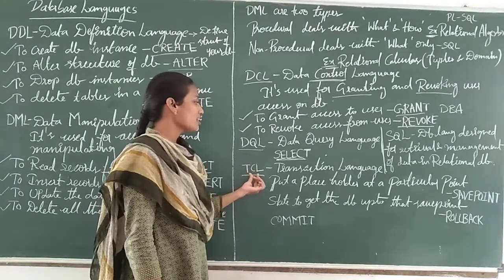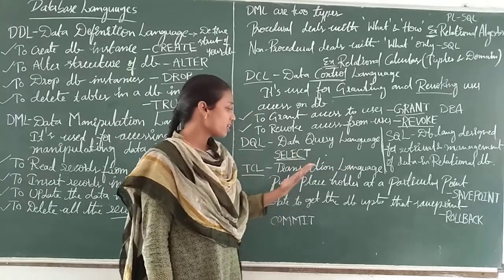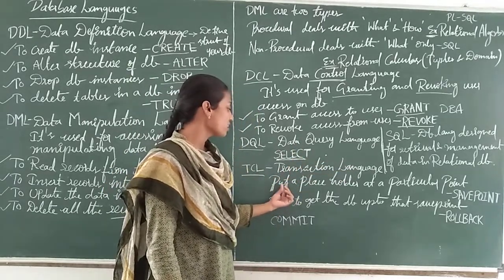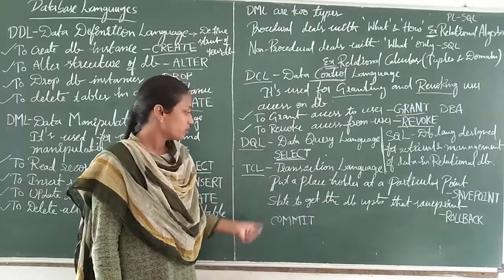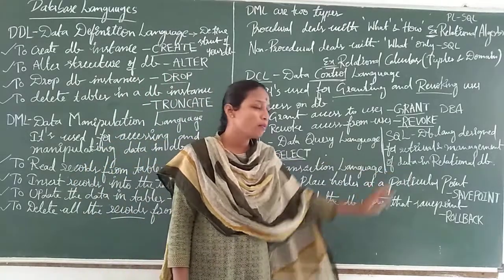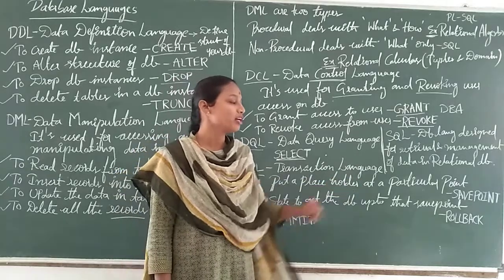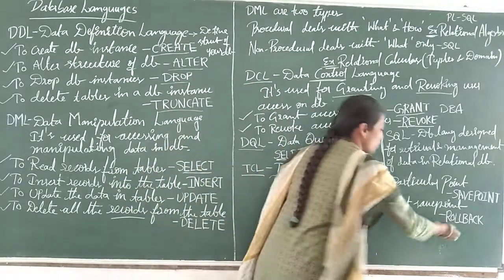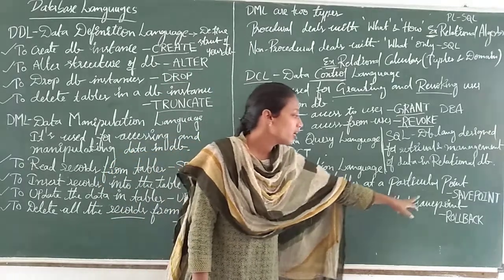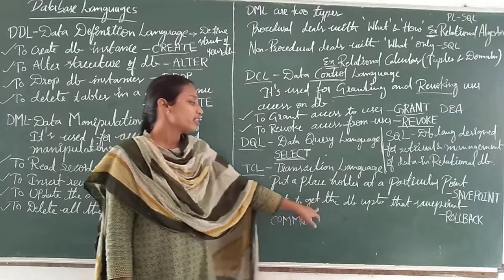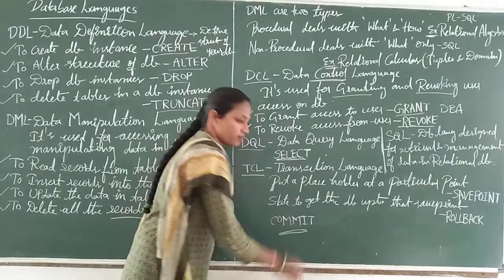Here, in transaction control language, we transact the information with the help of the savepoint, rollback and commit commands. Savepoint puts a placeholder at a particular point. The rollback command restores the database up to the savepoint. And the last one is commit.